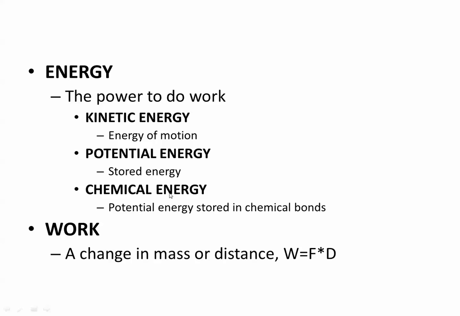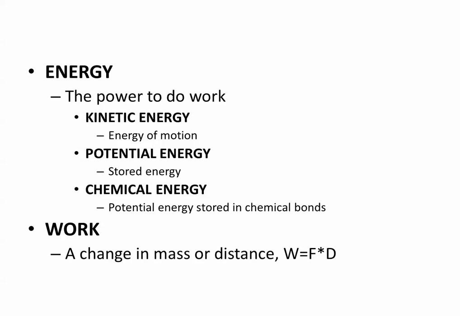Now, chemical energy is basically a type of potential energy, but it's stored in chemical bonds. It's stored, for example, in the chemical bonds that we see in ATP. That last phosphate group on there has a high energy bond. And so there is energy. Once you cleave that bond, that can then be used to do work. Very similar to the way gasoline can be used to make your car engine run.